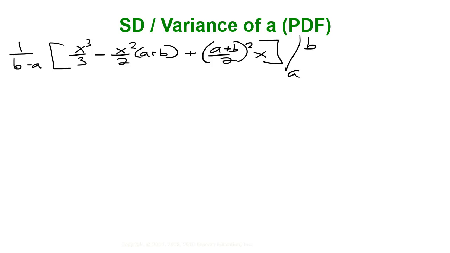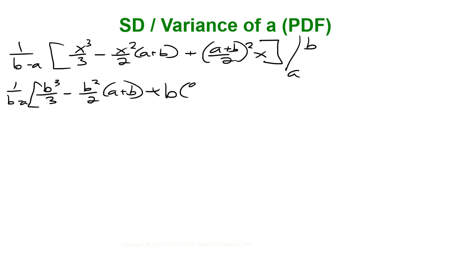Here's that expression that we've basically anti-differentiated, and then we're supposed to evaluate it from a to b, which just means first you plug in b, then you plug in a, and you take the difference of those two. So we're just going to get 1/(b−a) times this thing evaluated at b minus the other thing evaluated at a. So that just means we're going to have b cubed over 3 minus b squared over 2 times (a+b), plus this right here, b times ((a+b)/2) quantity squared.